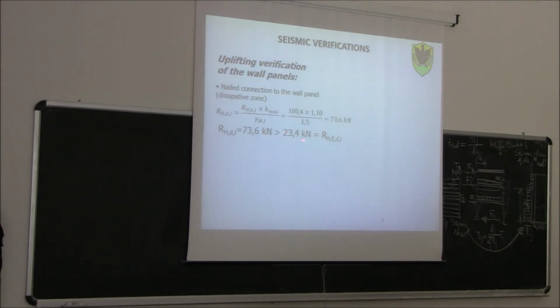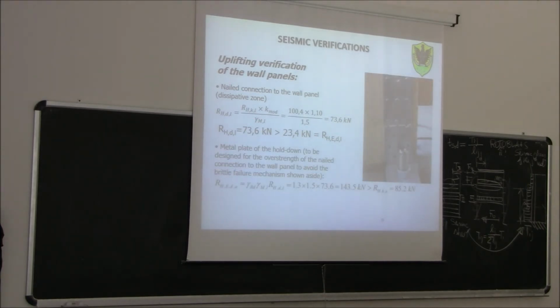73.6 is greater than 23.5. So the verification is satisfied for the dissipative zone. Then we need to check the metal plate of the hold down. You see here this kind of failure mode. This is the failure mode that we want to avoid: the failure mode for tension in the weakened cross section of the hold down.